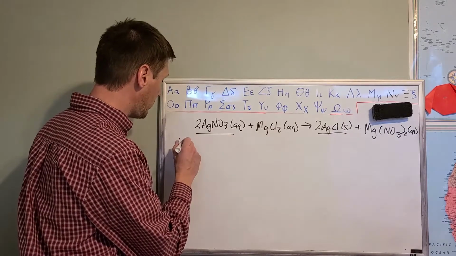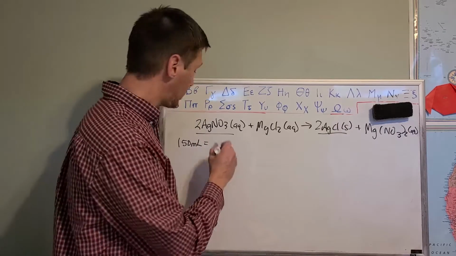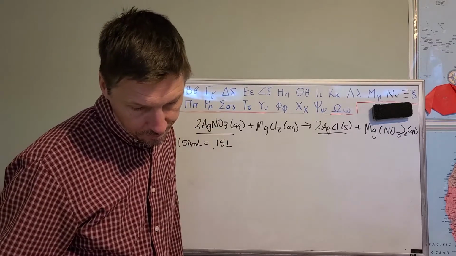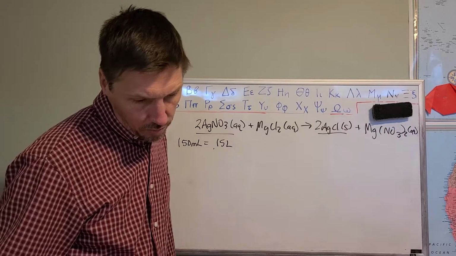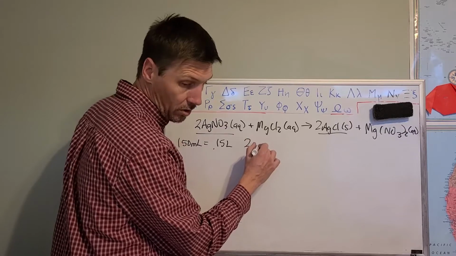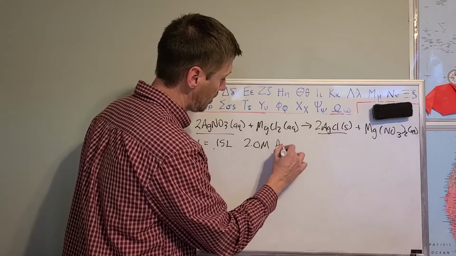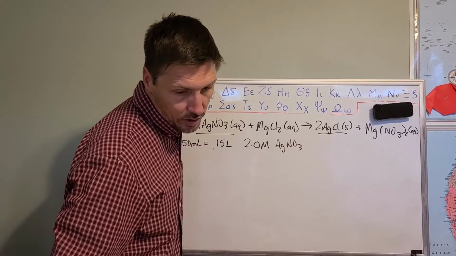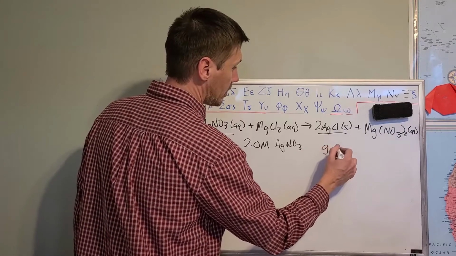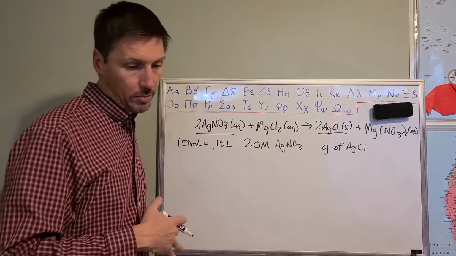Okay, so we have 150 milliliters. You should be able to do this in your sleep now, right? That's going to be equal to 0.15 liters. So 0.15 liters of a 2.0 molarity solution of AgNO3. And the question is, how many grams of AgCl? Grams of AgCl is what we're looking for. How much of that precipitate are we going to make?